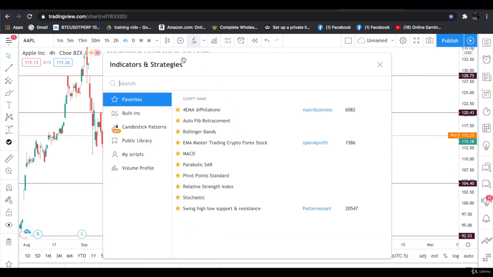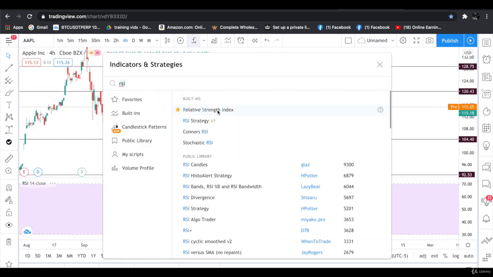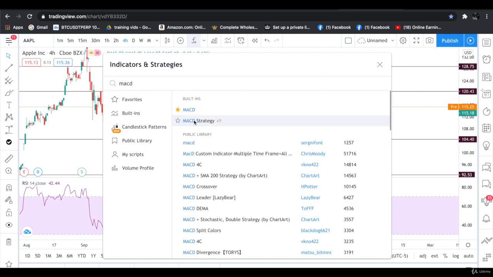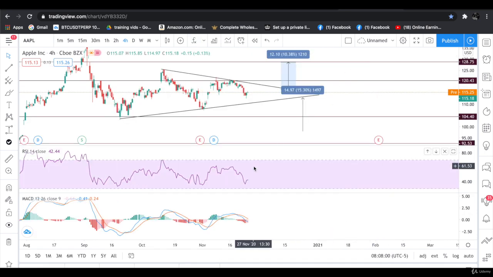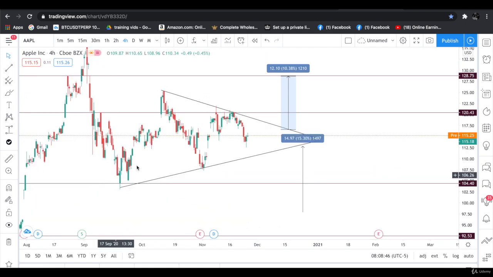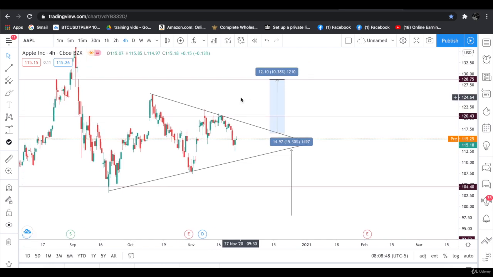Let's use the RSI and MACD. This is the RSI and this is the MACD. The RSI currently is not forming any divergence and is not in the oversold territory, and the MACD line has not given us any bullish signal till now. So we have to wait for the breakout. If the RSI shows us a bullish sign and the MACD shows us a bullish sign, and we keep an eye on the triangle, if we see any sign of bullishness towards the upside, we'll take the trade and our take profit is already mentioned over here at the next resistance level.